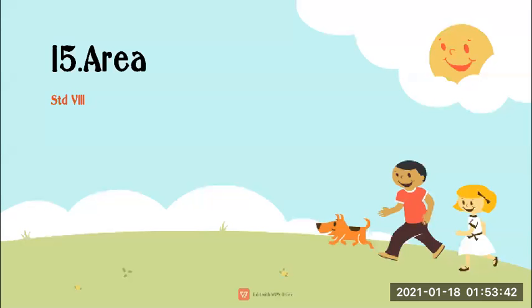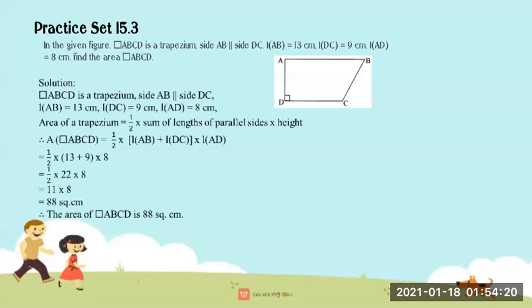Today we will continue the same chapter, that is chapter number 15, area. In that we have learned the two exercises, that is 15.1 and 15.2. Today we will start with a new exercise, that is 15.3. Let's start with the first sum.